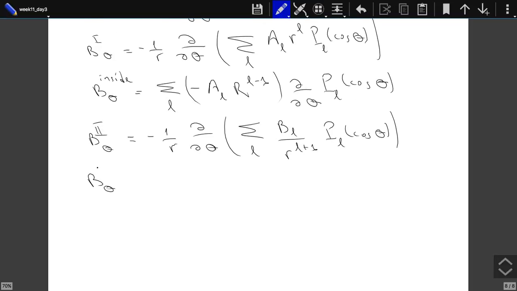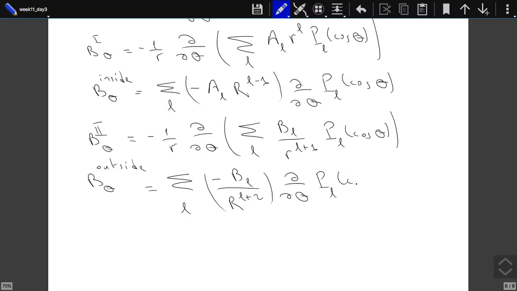And B theta outside is equal to the sum over L of minus BL over capital R to the L plus 2 times del over del theta of PL of cosine theta. No, I'm not taking the derivative with respect to L. I'm taking the derivative with respect to theta. So that's why I don't have these L plus 1 or L plus 2 factors. In my first relation, I do have those factors. In this one, I don't.